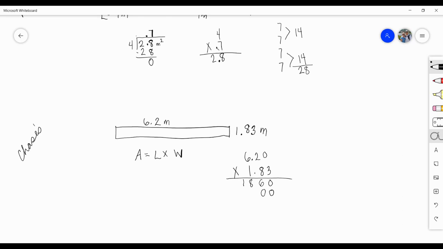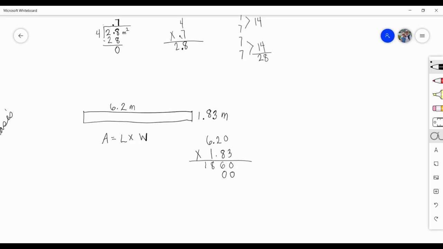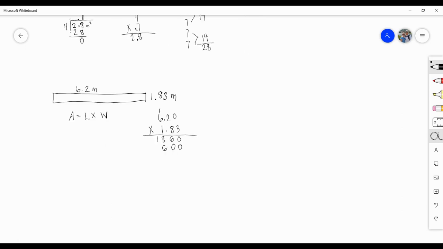8 times 0 is 0. 8 times 2 is 16, so don't forget to regroup. 8 times 6 is 48, plus 1 is 49. Now I am finished multiplying here, so I'm going to add a 0 for this place value, a 0 for this place value, and now I'm going to multiply. 1 times 0 is 0, 1 times 2 is 2, and 1 times 6 is 6.